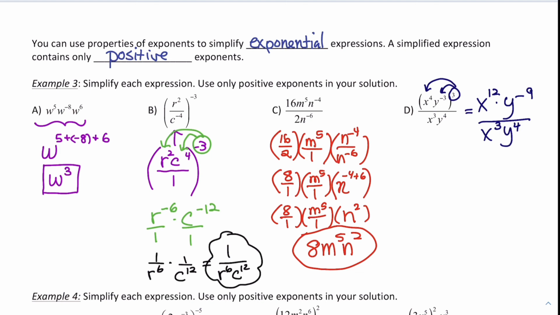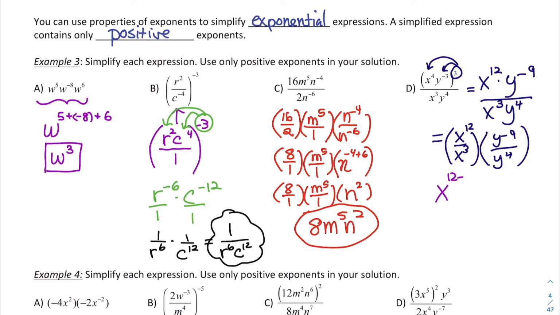All right. Now, just like in the last problem, I have 2 variables, so let me split them up into 2 parts. I have the x to the 12th over x to the 3rd, and then next to that is going to be y to the negative 9 over y to the 4. x to the 12 minus 3 power, and over here it's going to be y to the negative 9 minus 4 power, being very careful with those negative signs. So if we take 3 away from 12, we're left with x to the 9th. If we take negative 9 and negative 4, we get negative 13.